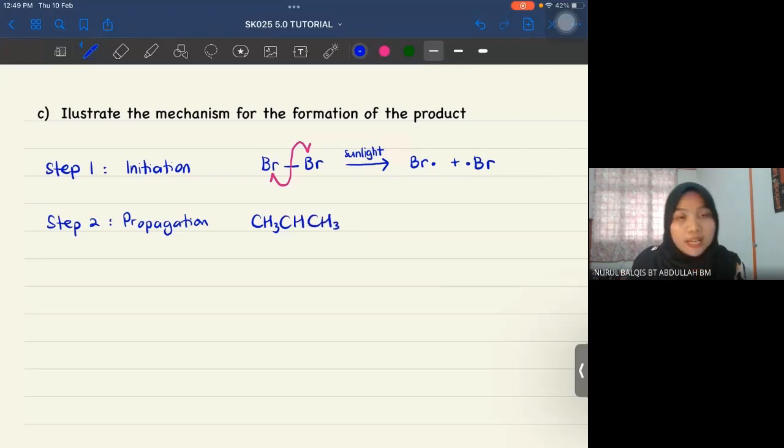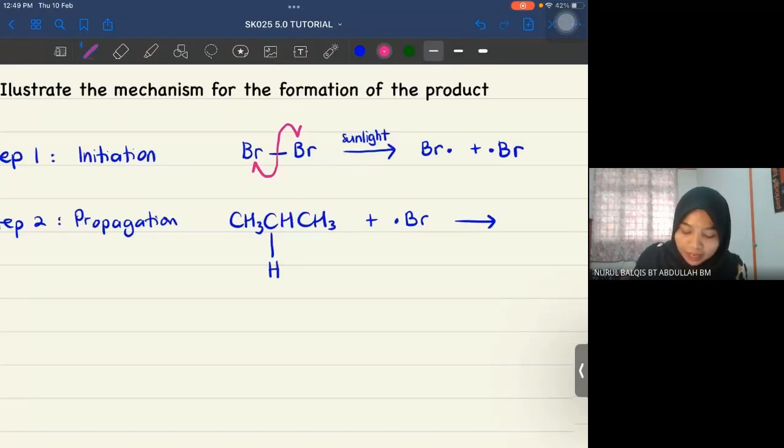Maksudnya walaupun dia bagi awak nak guna skeletal structure ke ataupun condensed structure, untuk bond yang kita nak break, kita akan keluarkan bond dia untuk tunjuk the bond breaking. So we have this hydrogen in between these carbons, and then kita akan further react with the radical. So we have these Br radicals waiting for this hydrogen to be taken.